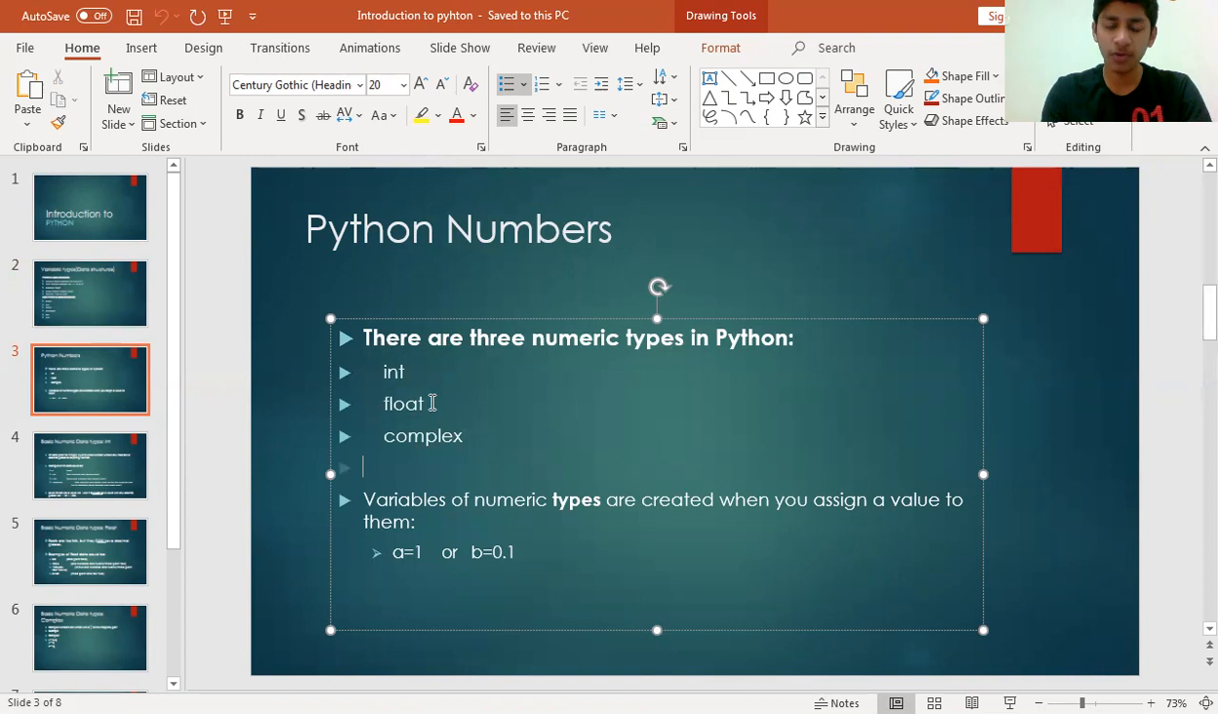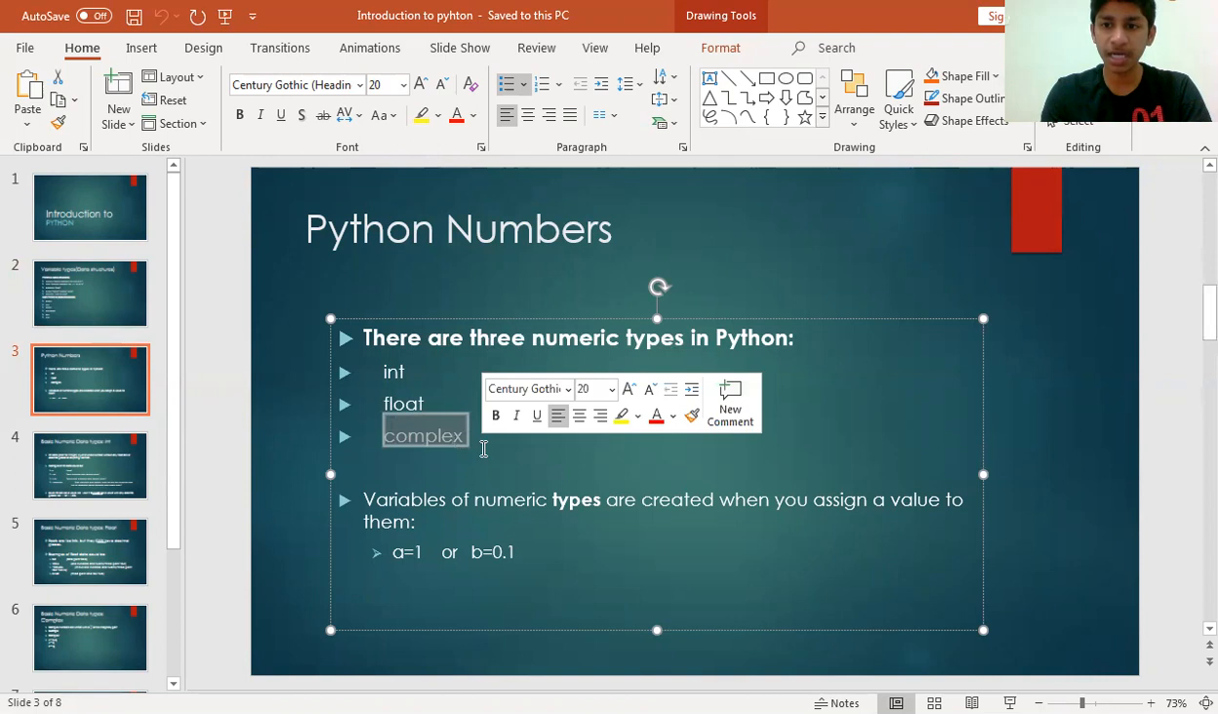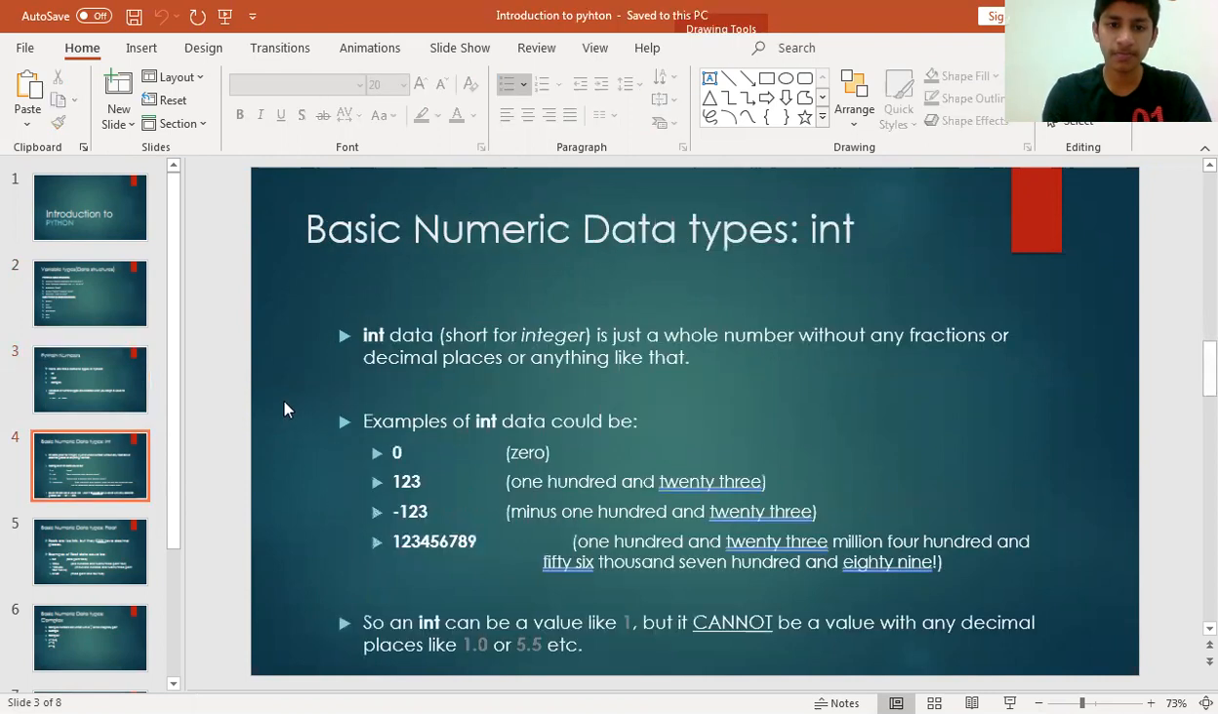And float is nothing but rational numbers, like decimal numbers. And complex is nothing but a number which consists of an alphabet like i, j, k, which we have studied previously. It means complex.